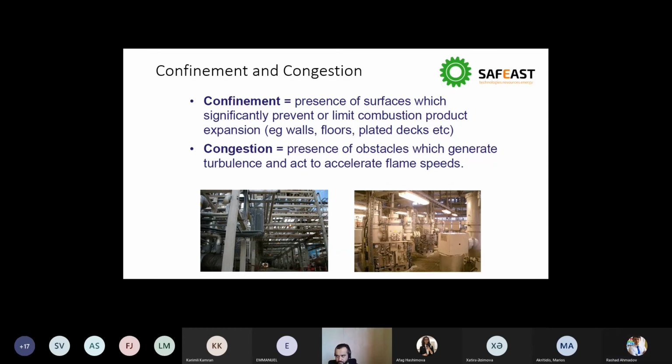So basically, these walls prevent or limit combustion product expansion, which results in overpressure, or congestion. Sometimes you don't just need walls, floors, and plate decks, but the actual equipment itself. So there could be pipe racks, compressors, pumps, valves, etc. I'll come back to this in a second.